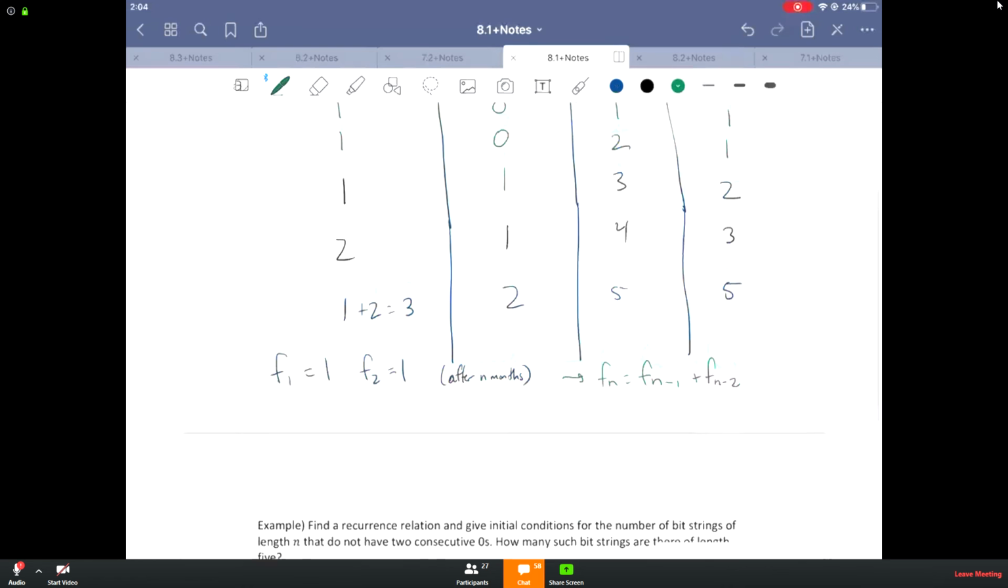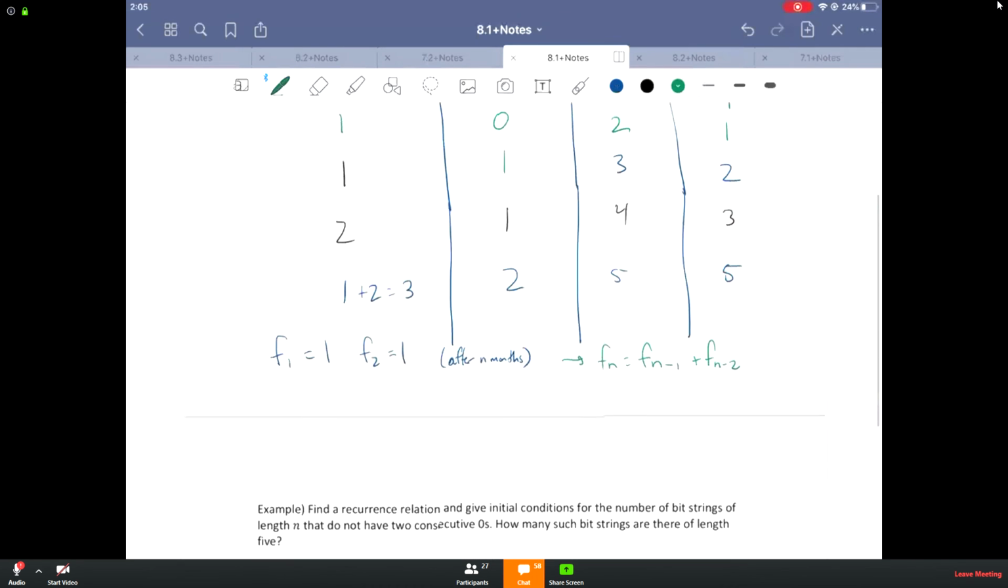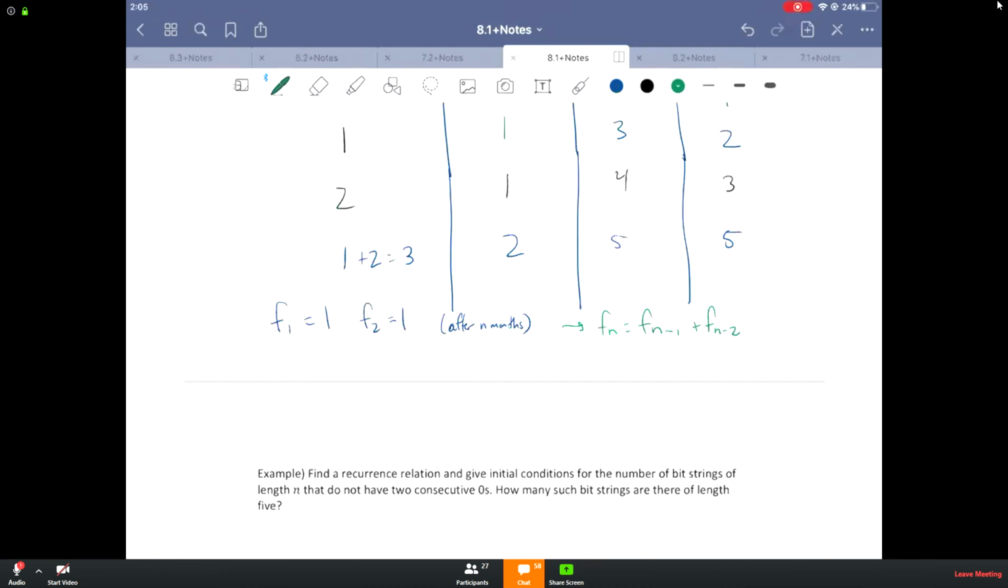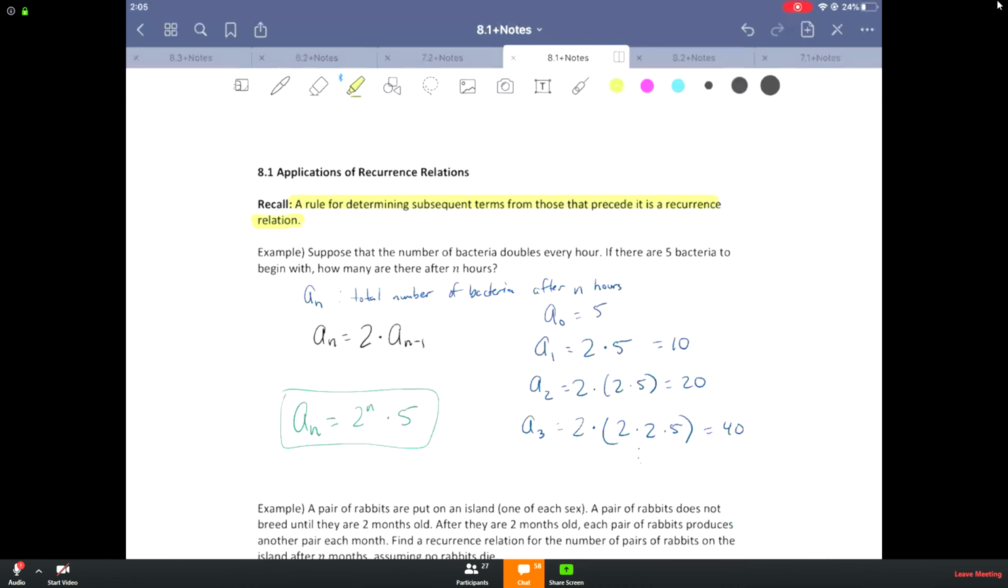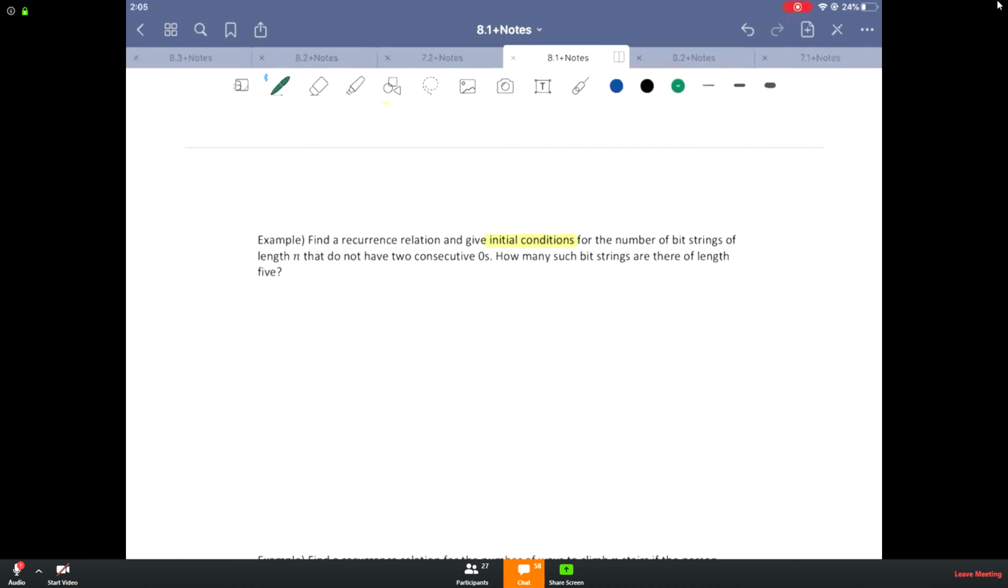All right, cool. So next example. Find a recurrence relation and give initial conditions for the number of bit strings of length n that do not have consecutive zeros. How many such bit strings are there of length 5? Initial conditions are like these values here, f of 1 equals 1, f of 2 equals 1. Your initial condition in the bacteria one was a sub 0 equals 5. You need a starting point somewhere. That's what your initial condition is.